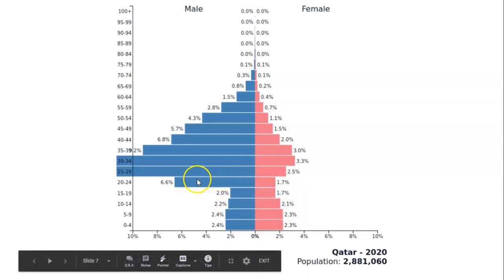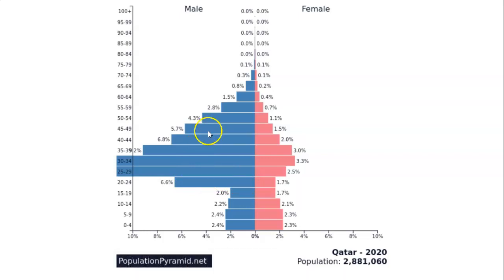So what's happening starting in the early 20s and moving up into the 40s and almost into the 50s? Why is there such a big difference? Well, in looking at this age group here, right, this is what they call the prime working age, right? Between 20 and 50, this is when people are in their prime working age, and predominantly men. We think, well, what industries are predominantly men?